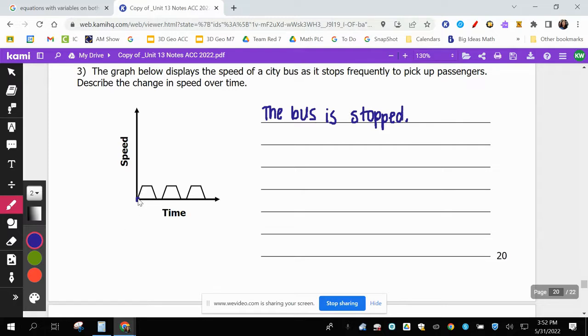Okay, then the bus increases its speed until we get to this point. And then it looks like it maintains that speed while the line is horizontal. So I'm going to explain this part first. I'm going to highlight it in green. And I'm going to say the bus increases speed at a constant rate.